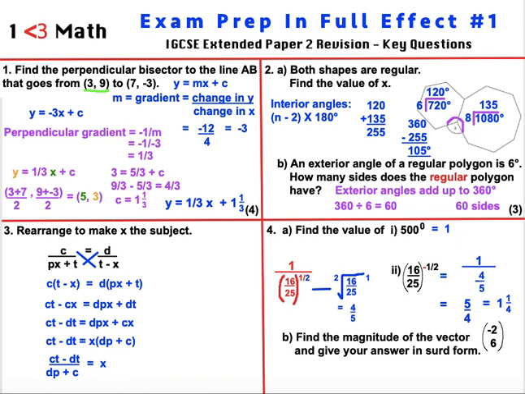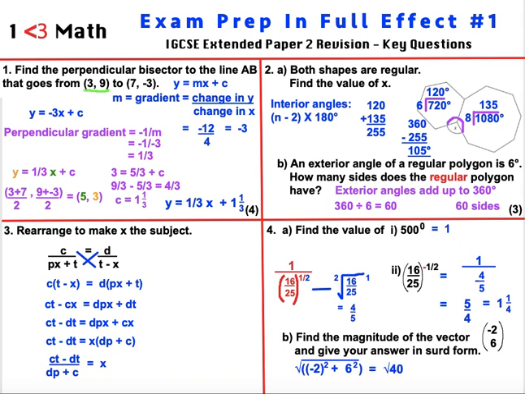Now finally, 4b, we need to find the magnitude of the vector -2 and 6. The magnitude is basically the length of it, and give your answer in surd form. So when we've got to do this, we're basically imagining a right-angled triangle that goes across -2 and up 6. Therefore we can use Pythagoras, obviously a squared plus b squared equals c squared. The magnitude therefore simplifies to the square root of -2 squared plus 6 squared.